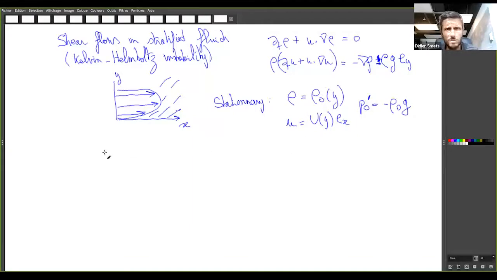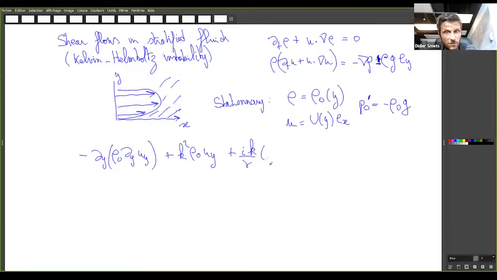Again, you play the same game. You see, the problem is still invariant by translation along x. So you can still take Fourier and so on. And you get a second order equation, which I write now, minus dy. It has the same form as the previous one, but now there is the additional, it's a mixing of both if you want. Plus k squared rho naught uy plus ik over gamma rho naught.